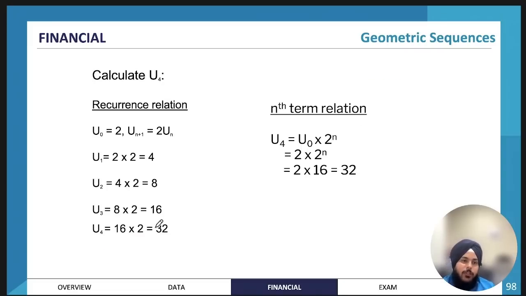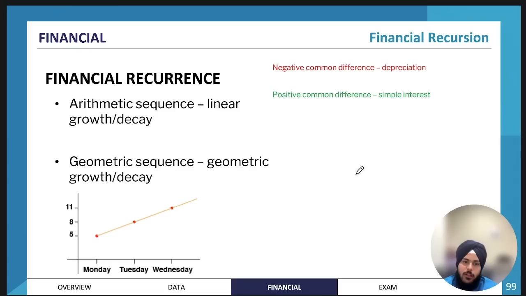So again, here is an example. If we're trying to determine u4, the initial condition is 2, and u(n+1) is equal to 2 times un. So here, the common ratio is 2. You're multiplying the previous value by 2 to get to the next value. If you're trying to determine u4 using the recurrence relation, you will have to determine u1, then u2, then u3, then u4. Whereas if you're using the nth term relation, you can just substitute into the formula, 2 to the power of 4, and you will get the answer straight away. So really convenient.